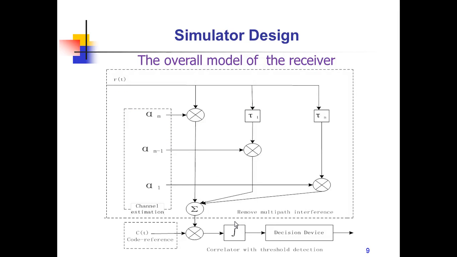Here is the overall model for the receiver. After channel estimation, the tau and alpha are specified. The taus are the delays of each finger and the alphas are weighting coefficients. Each alpha is multiplied to the output of the correlator. Then the outputs of each finger are combined together. Then the combined signal is input to the demodulator.